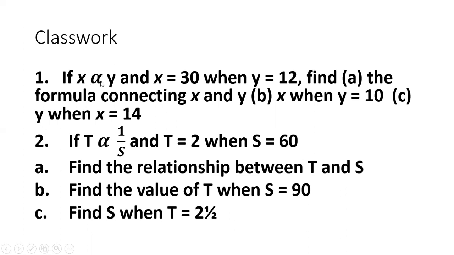Question 1: If x varies directly as y, and x is 30 when y is 12, find A, the formula connecting x and y; B, x when y is 10; C, y when x is 14. Question number 2: If t varies inversely as x and t is 2 when x is 60, A, find the relationship between t and x. B, find the value of t when x is 90. C, find the value of x when t is 2 1/2.